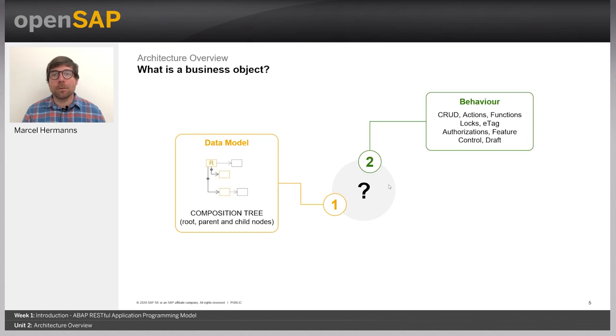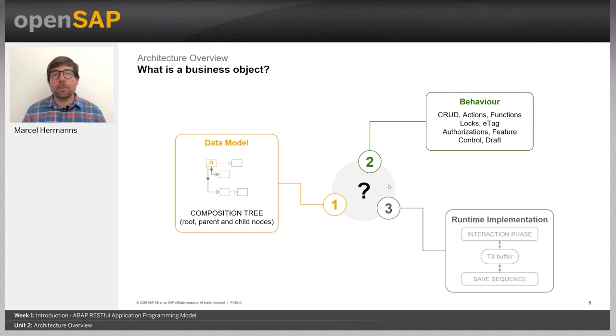And besides this data model, we can now attach behavior. And this makes now the CDS artifacts to a business object, extending it via a behavior definition. We can specify default operations or standard operations like create, read, update, and delete, and also specific operations like actions and functions. Concurrency handling is done via locks and e-tags. Authorizations, feature control, and draft are also very important features.